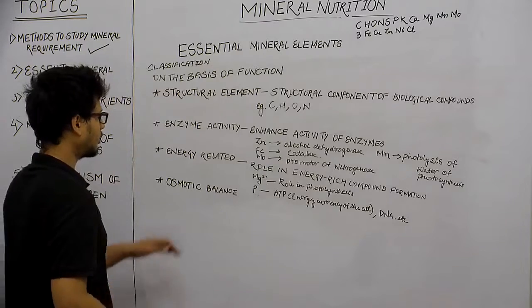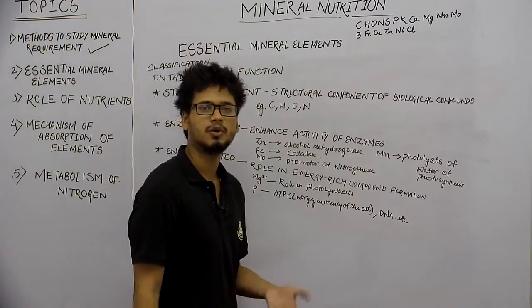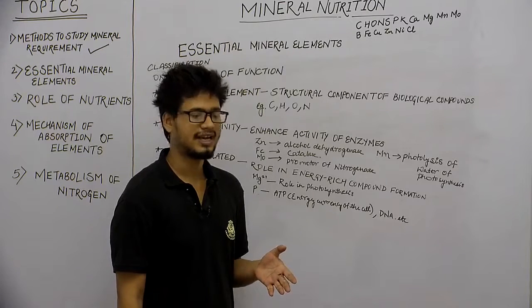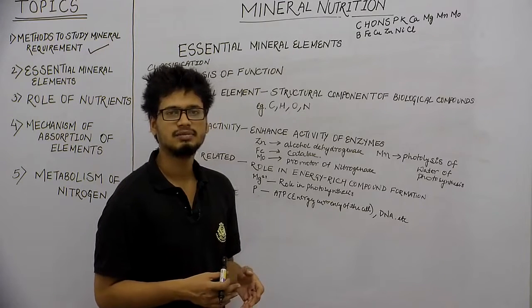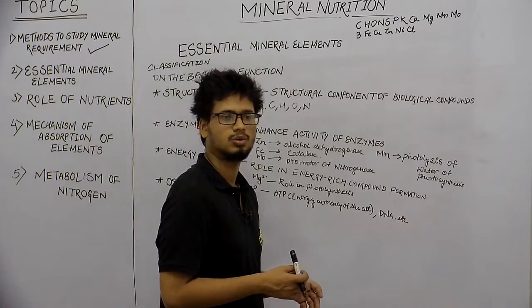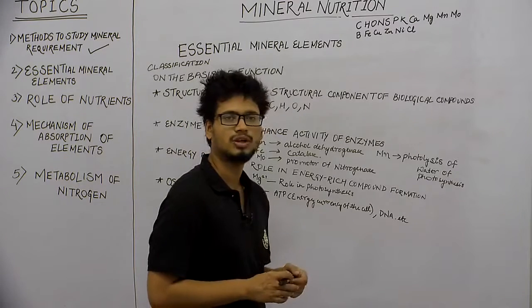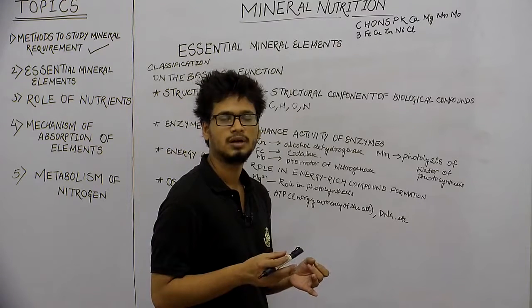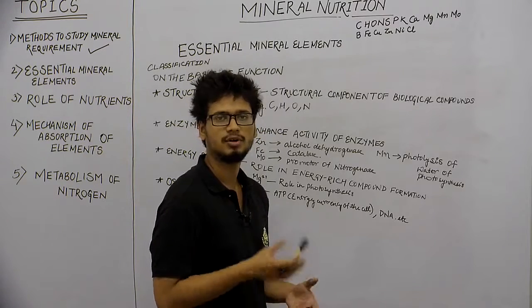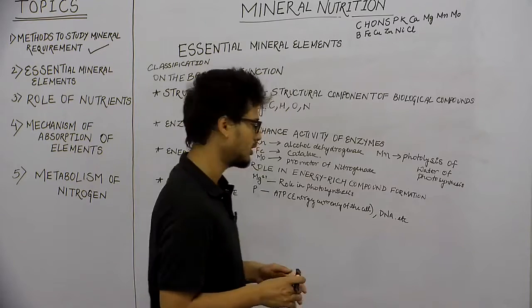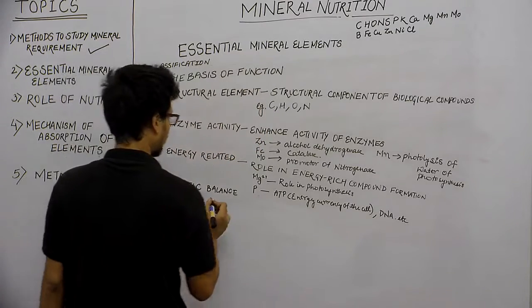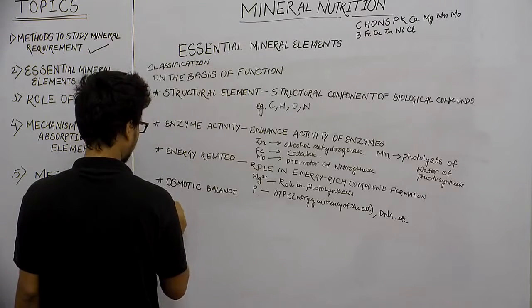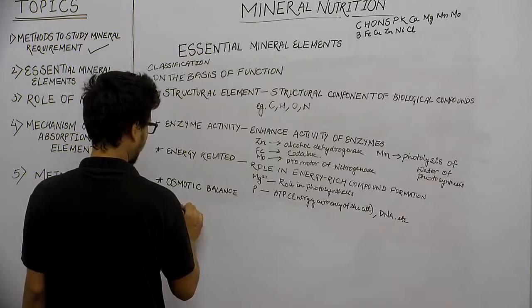Okay, now we'll talk about osmotic balance. Osmotic balance is very important in a plant, because a plant has to maintain at times turgidity, at times it has to become flaccid. So how does it maintain the osmotic balance? Osmotic balance is also important because in transport osmotic balance plays a very important role. So the first example we'll take is of K+, potassium.